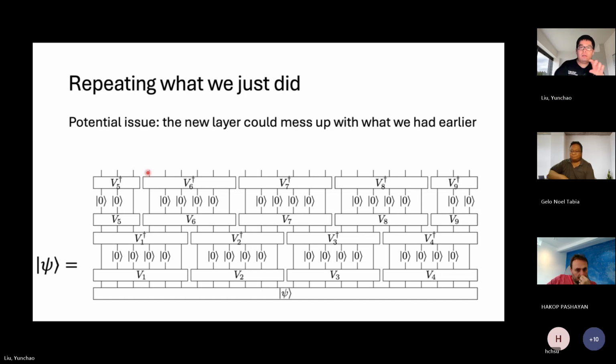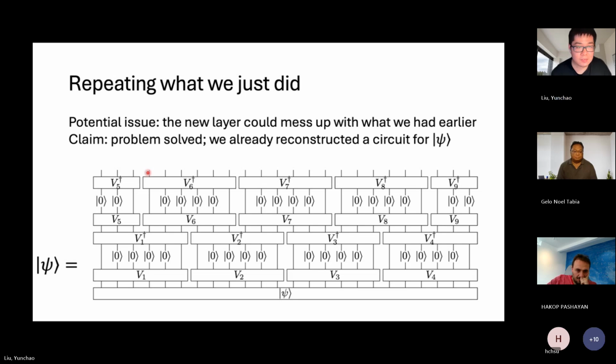So, okay, so what's happening here is that if we imagine actually doing all of these things, maybe instead of doing something new, you could even mess up with what we had before. Okay. But it turns out that actually this picture solves the problem. And we claim that we already reconstructed the circuit for the original underlying unknown state psi. And let's see why this is the case.